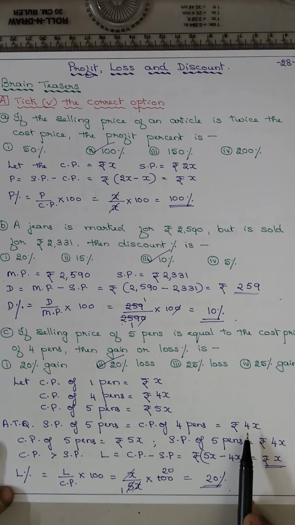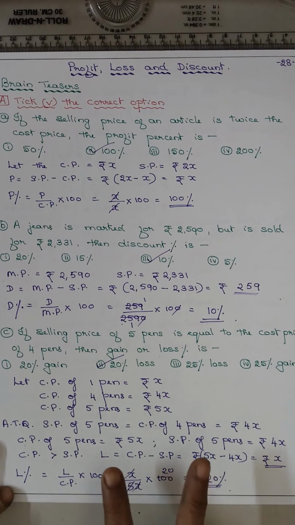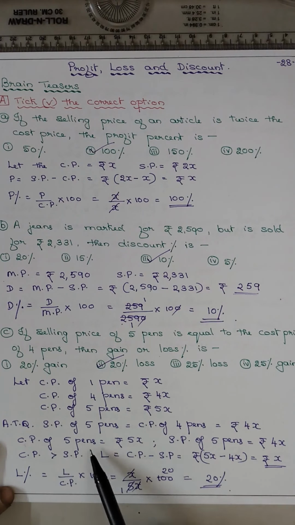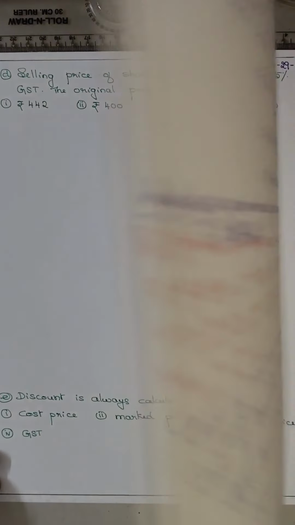समझ में आया? अभी CP of 5 pens कितना है? 5x. But according to question, SP of 5 pens कितना है? 4x. हमेशा कंपेयर करने के वक्त 5 pens 5 pens, 1 pen 1 pen, like that you have to see. So CP of 5 pens is 5x, SP of 5 pens is 4x. So the CP is greater than SP, that is why it is loss. Find out loss. You got x. Then loss percent, loss upon CP into 100. Is it clear?